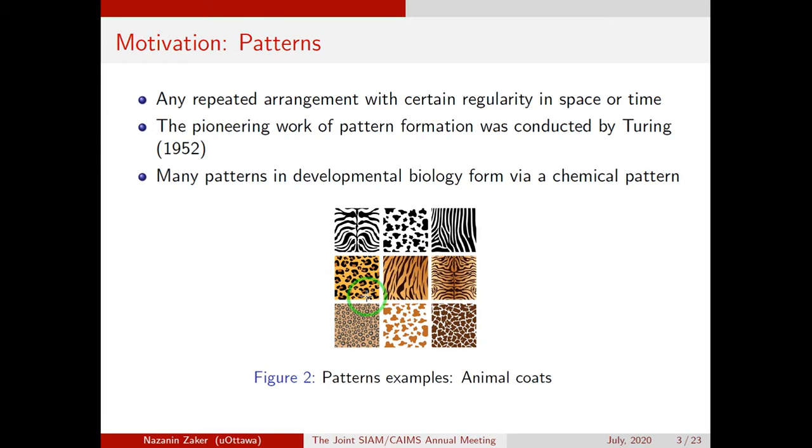The pioneering work of pattern formation was conducted by Turing in 1952. The study of Turing patterns originally started in chemistry because of interactions among chemicals, and later it was also studied in developmental biology.